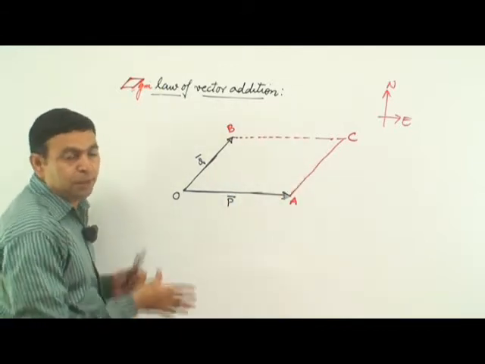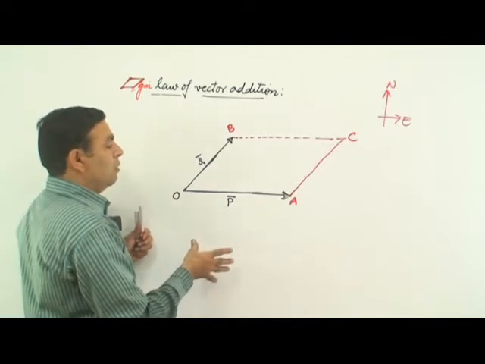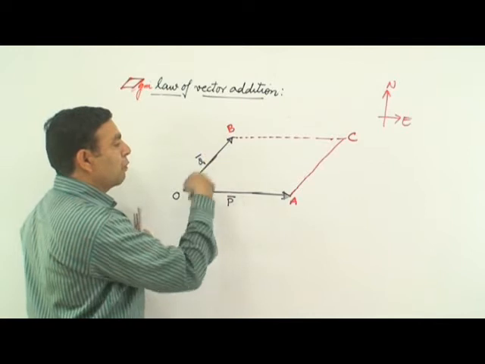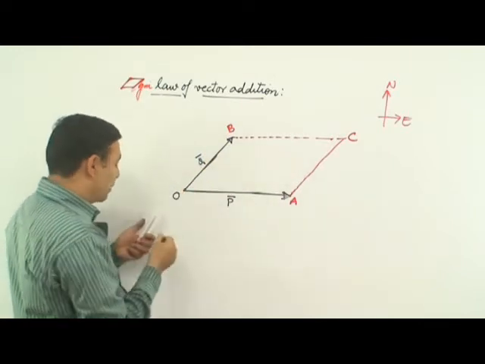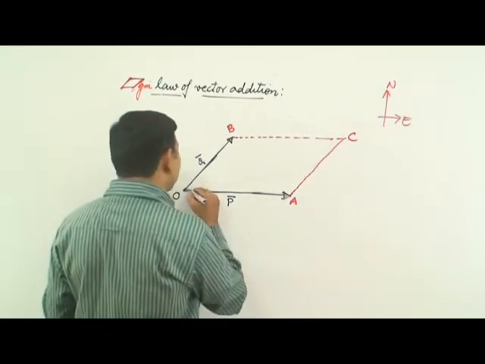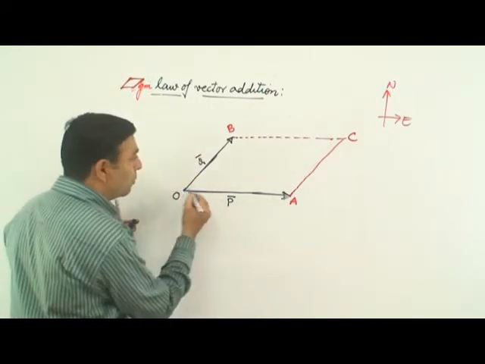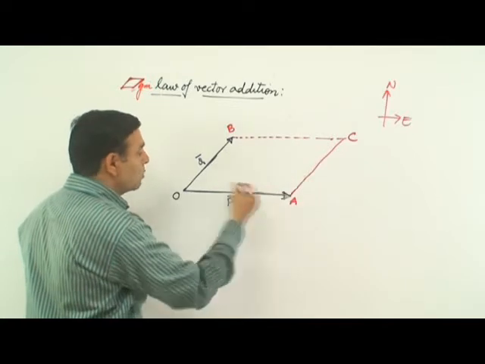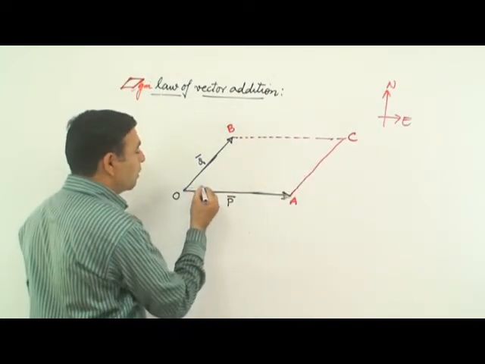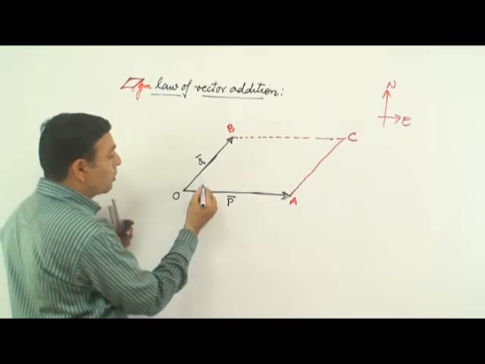If two vectors P and Q can be represented by two adjacent sides of a parallelogram as co-initial vectors, co-initial means they are starting from the same point, then the diagonal of this parallelogram through the common point. Mind you, you have two diagonals over here, but don't take this one, take this one, because this is the diagonal which is passing through the common point. Common point means the point which is common to the two vectors P and Q.